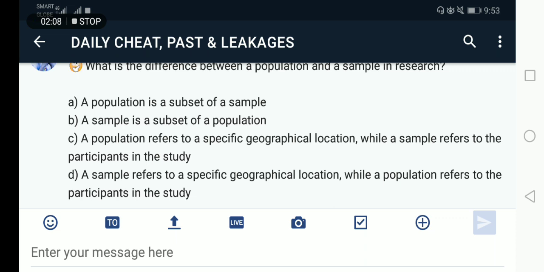The correct answer, top ones, is a sample is a subset of a population. So you have the general, which is the population, and you get a sample so that you can make a generalization, which is a key component of your research.